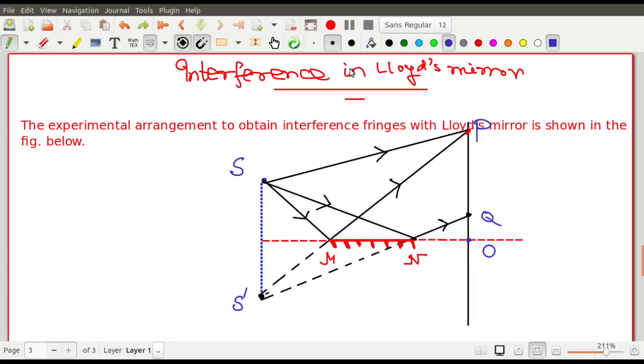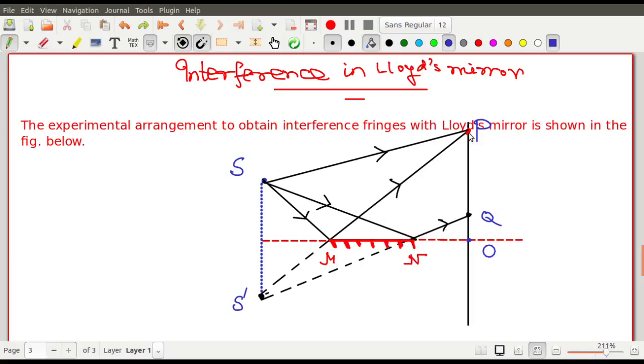Most probably I have shown you this shade in the other experiment also. Maybe these shaded regions were shown to you in the other experiment, most probably in your earlier Fresnel biprism experiment only. So basically you have to shade this region a little, which I am not doing right now, because that will disturb my diagram.